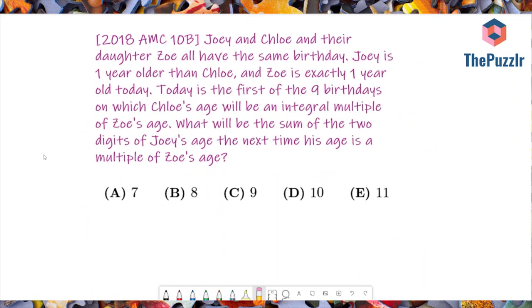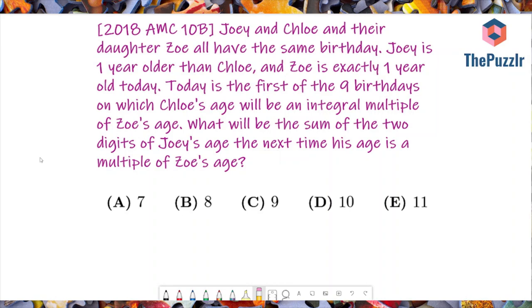Let's make it into variables. So we're given that Joey is 1 year older than Chloe. So J is equal to Chloe plus 1. And we're given that Zoe is equal to 1 right now, and today is the first of the 9 birthdays on which Chloe's age will be an integral multiple of Zoe's age. Okay, so that's always true, right? Because all numbers are multiples of 1.